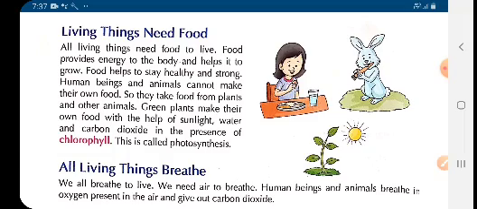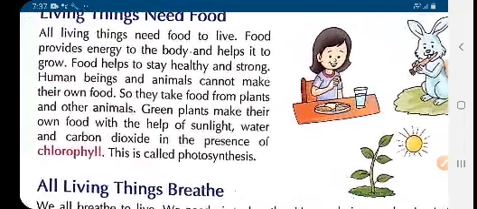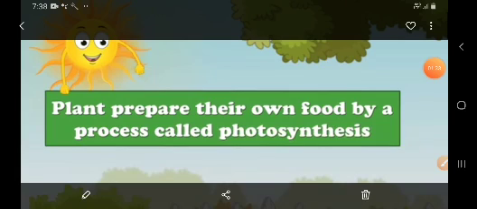Human beings and animals cannot make their own food, so they take food from plants and other animals. Green plants make their own food with the help of sunlight, water, and carbon dioxide in the presence of chlorophyll. This is called photosynthesis. Children, we have already studied the process of photosynthesis in our previous video. Let us see once again.